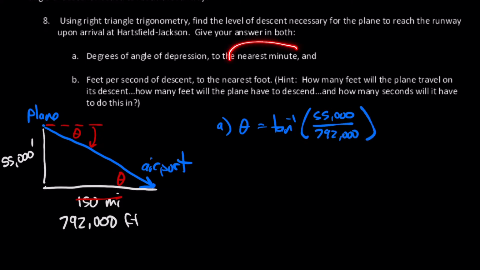Notice also it says nearest minute. So just to save a little bit of time, I'm going to put that right into my calculator and then do DMS. Just make sure you close the parenthesis before you do DMS. You can hit enter and then do DMS. It just saves one step doing it this way. I got 3 degrees, 58 minutes.